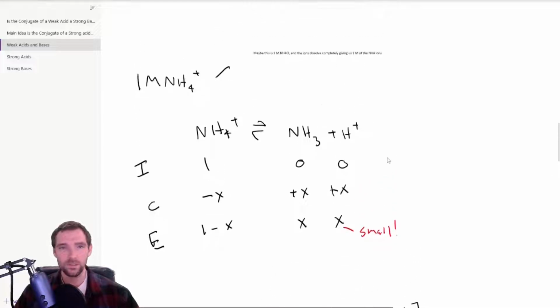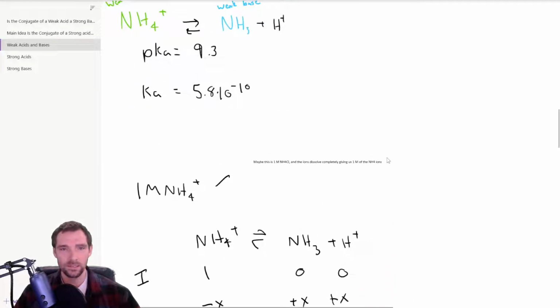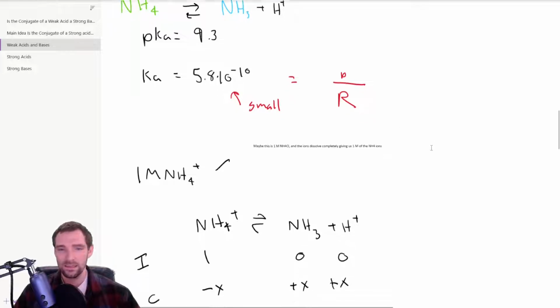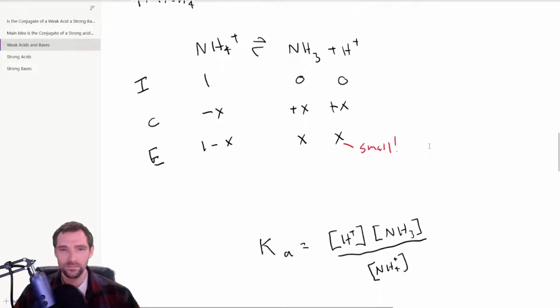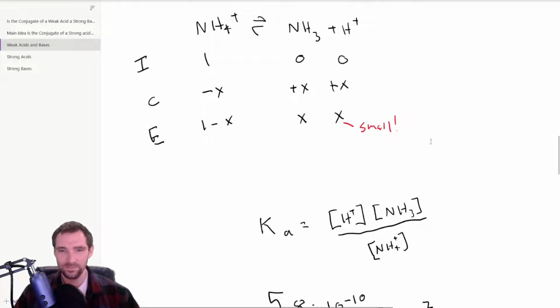We know that that will be small because the K value that we're working with is small. It doesn't matter if it's Ka, Kb, or just a generic K. If it's small, that's basically saying that the product and the reactants balance, and if you look at it, there's not very much product. There's mostly reactants in this dissociation, right?